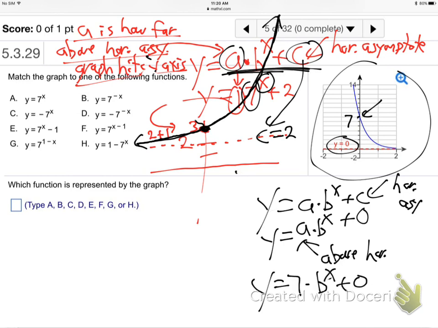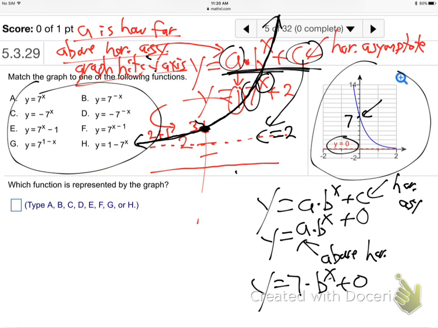Everybody good so far? By just looking at the graph, saying, okay, horizontal's at 0. It hits 7 above that. So 7's the a, the c is 0. Now the b must be 7 because it looks like they're all 7s, right? Oh, wait a minute. Am I doing the right thing? Well, anyway, let's keep going.